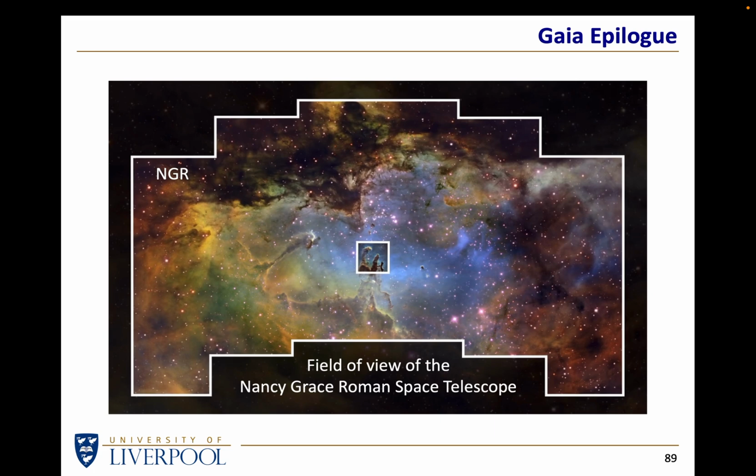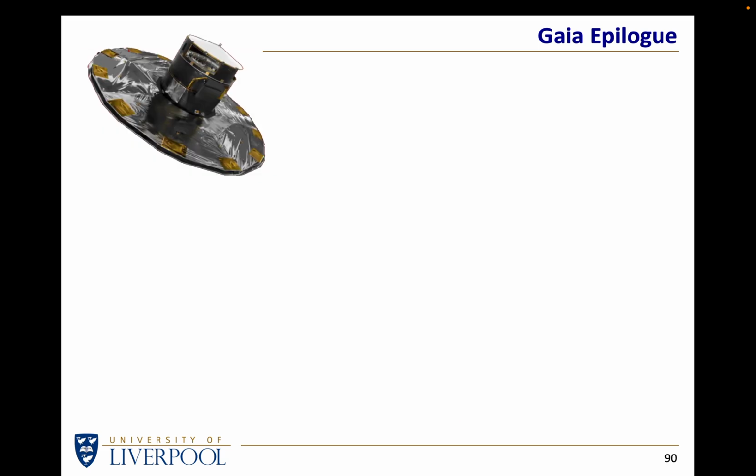Bear in mind that the Nancy Grace Roman image field of view, as shown here, is absolutely enormous. That is the Hubble Space Telescope field of view. The Nancy Grace Roman imaging will be at the same resolution. But if you look at the pillars of creation there, imagine images with the same resolution of Hubble, but the image is 100 times bigger. Nancy Grace Roman is going to be a fantastic telescope. It will not replace Gaia, but it might be able to augment some of the data, especially in the dustier regions of the Milky Way.